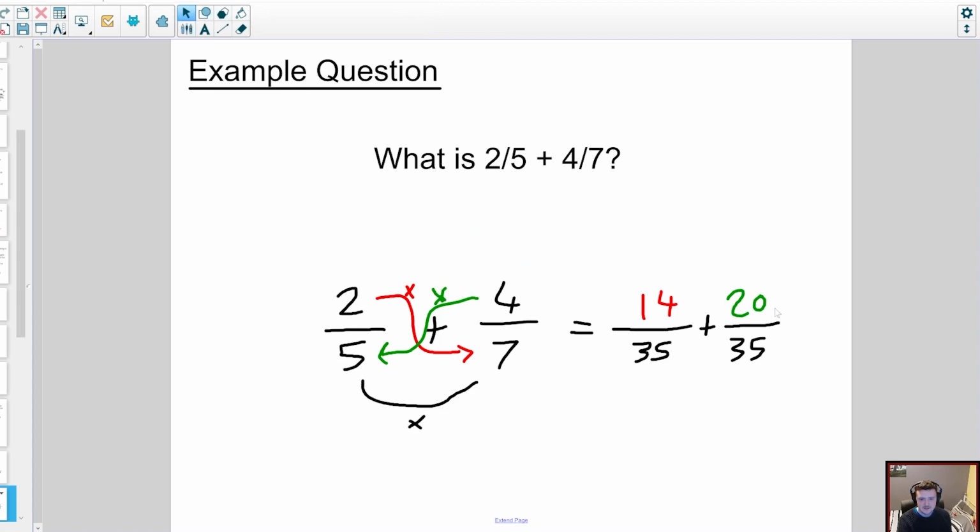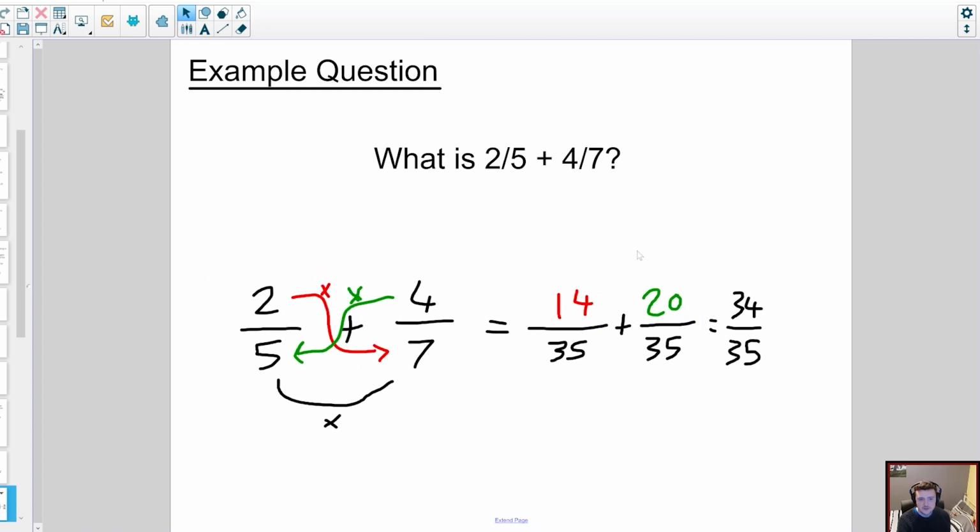14 add 20 is how much? Well, that's going to be 34 out of 35. So almost a whole amount, but not quite. So our answer is 34 out of 35. And that's my answer. And this is probably as much method as you need to show as well. How I got there, what I did to work out how to get to the answer.